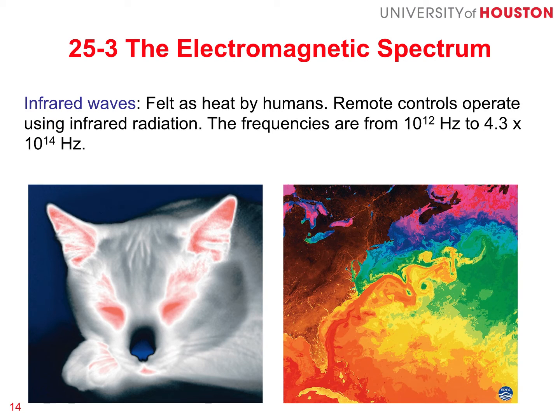Infrared waves have a higher frequency, and these are used to transfer heat. Remote controls will also use infrared radiation, and the frequencies of infrared radiation range from 10 to the 12 to 4.3 by 10 to the 14 Hertz.